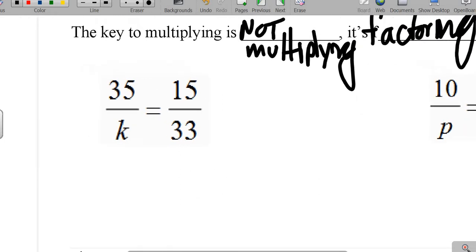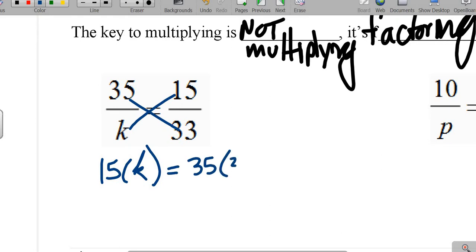Ready? Very simple. The key to multiplying is not multiplying. It's factoring. So if I were to solve, this would be 15k equals 35 times 33. Vast majority of you, you'd be reaching for a calculator to multiply these out. I don't want you to do that. Watch carefully. You don't need to multiply. The key to multiplying is not multiplying. It's factoring. So I'm going to divide out that 15.